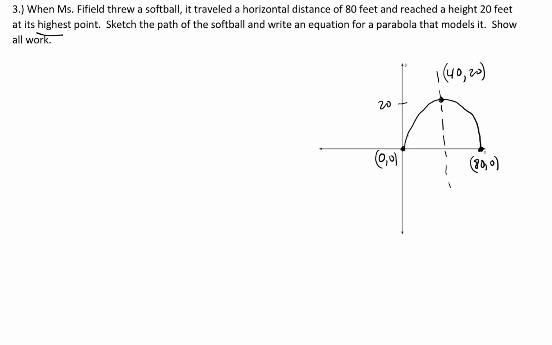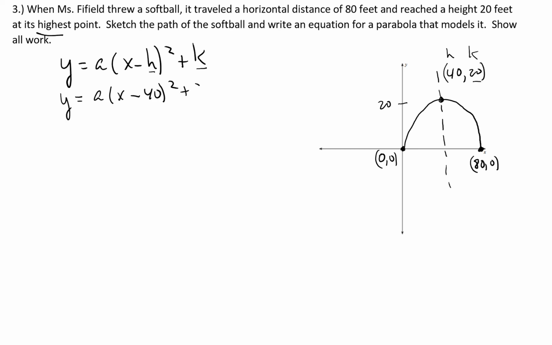So now I've got my sketched graph and I know what it looks like. So now I need to write an equation. So the equation is going to be y equals a times x minus h squared plus k. So remember, the h and the k are my vertex, right? So this is h and this is k. So I can plug that into my equation, and we get x minus 40 squared plus 20.